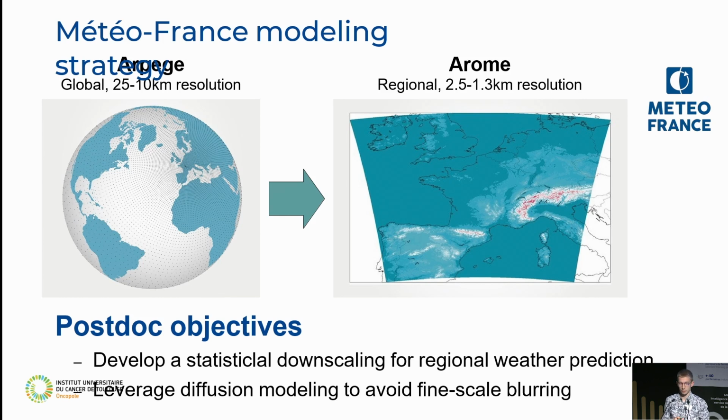And the objective of my postdoc is to develop a statistical downscaling model to learn the relationship between these two models. To do so, we aim to leverage a diffusion model to avoid the standard issue with models based on RMSE loss, because these models are known to blur the fine scale features. The reason we are using regional models is to recover the fine scale features to provide better forecasts for local phenomena.